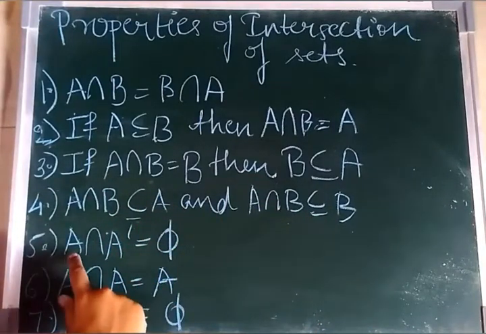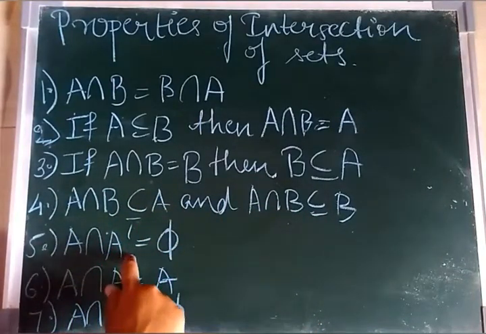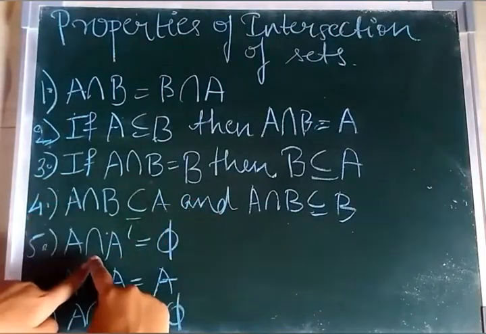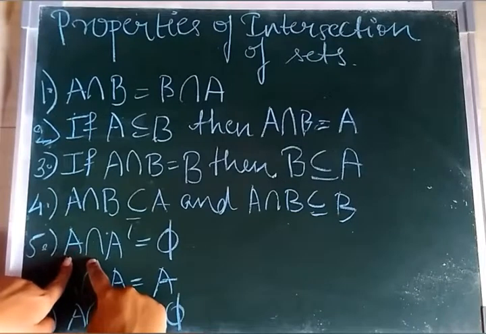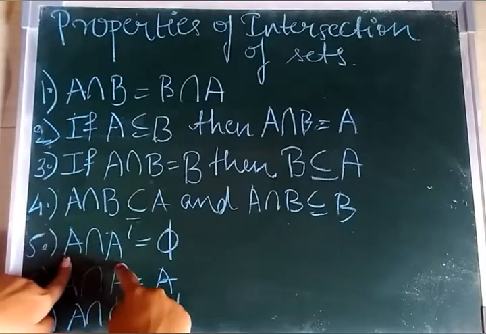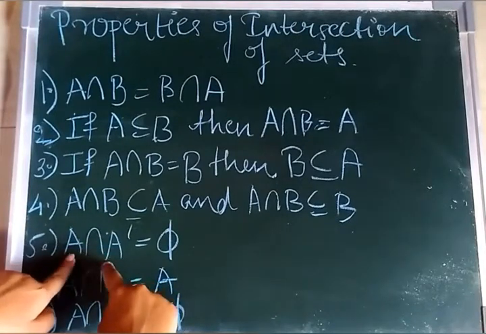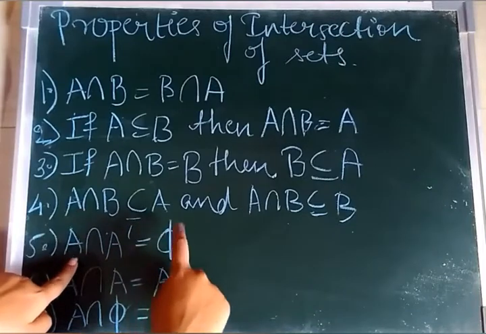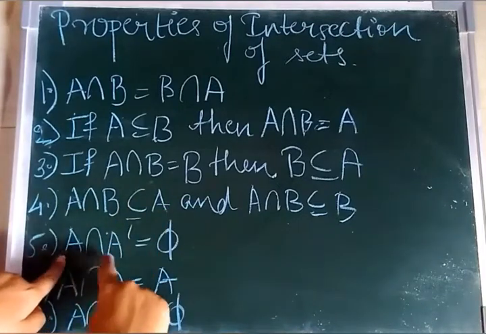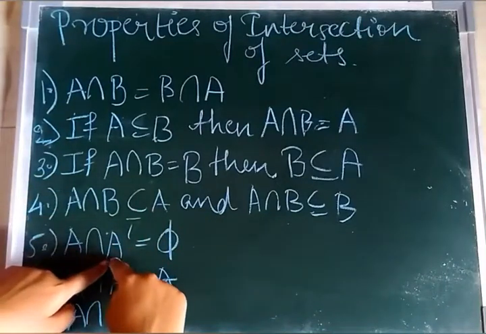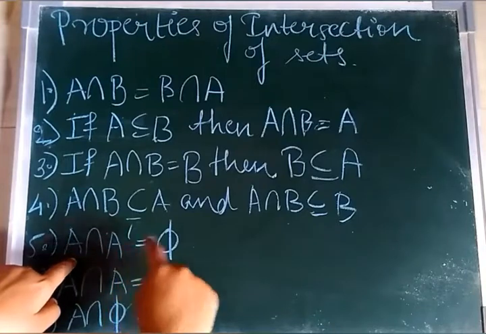Okay. Next is A intersection A complement is a null set. Now we already discussed in the definition of complement of a set that we cannot find any common element in A and A complement. If we cannot find any common element, then they are disjoint sets. That means their intersection is a null set. No single common element in both the sets, that is A and A complement. Because by the definition of complement of a set, we pick only those elements which are not in A and they are in U.